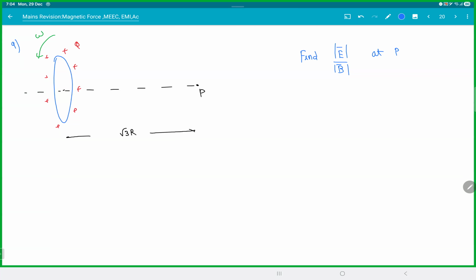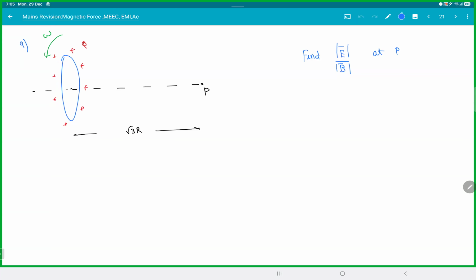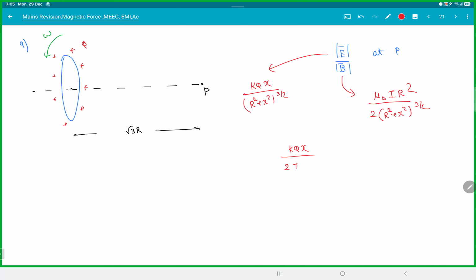So you know how to find the electric field, right? And if a ring is rotating, it behaves like a current loop. So you can do that also. So what is the electric field? Electric field is k q x by (r square plus x square) whole power 3 by 2. What is the magnetic field? Mu naught I r square by 2 into (r square plus x square) whole power 3 by 2. When you divide them, the numerator terms cancel. This will be k q x by 2 into mu naught I r square.